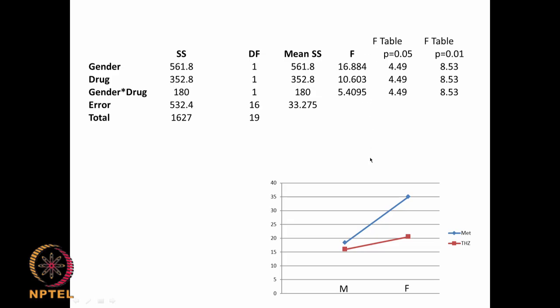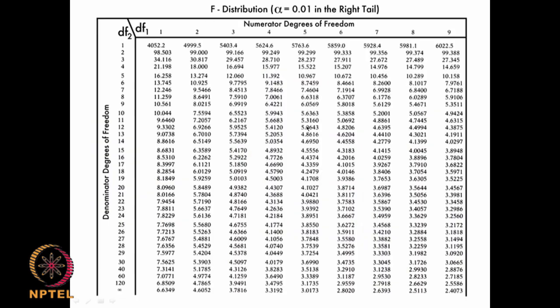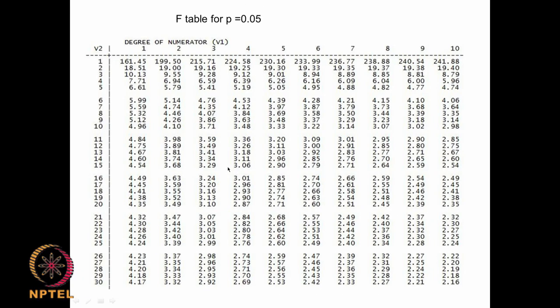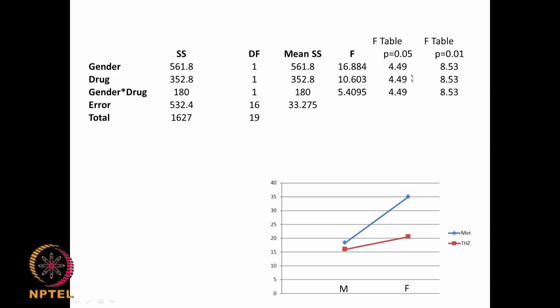That means there is a significant difference in the way the drug acts on gender, the performance of the 2 drugs, and there appears to be a gender into drug interaction. At 99% confidence for 1 comma 16, the value is 8.53. So, only gender and drug remain significant, and the gender into drug interaction is not significant. But at 95% it is significant, as I showed you in this picture.